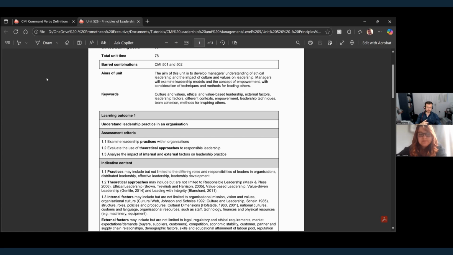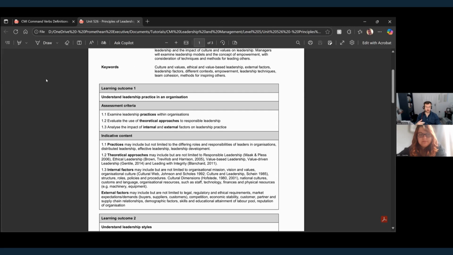1.3 then is to analyze the impact of internal and external factors on leadership practice. There's nothing really to define here, I don't think. But what I would be tempted to do is separate this into two sections, one focused on internal factors and the other focused on external factors, so we've got both neatly covered.